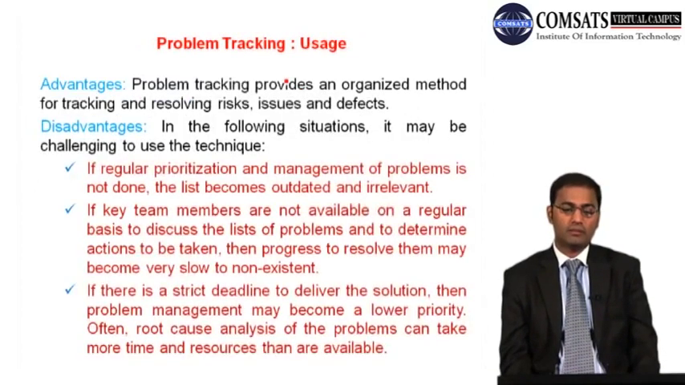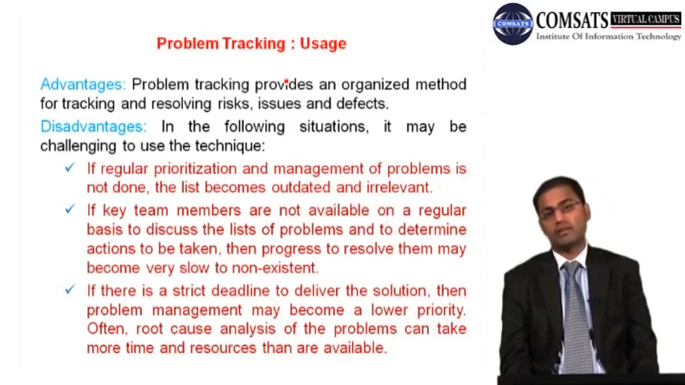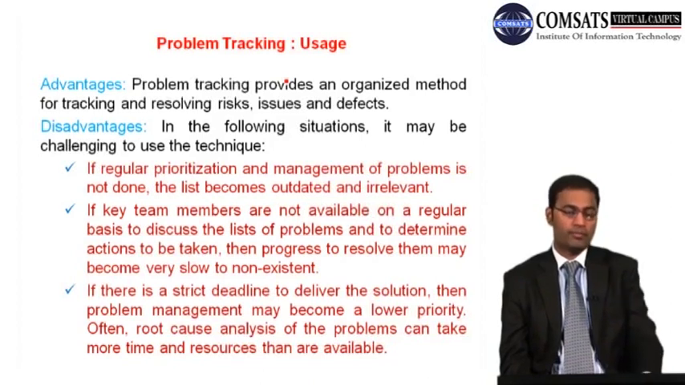So we have advantages. Problem tracking provides an organizational method for tracking and resolving risks, issues, and defects. In the following situations, it may be challenging. If regular prioritization and management of problems is not done, the list becomes outdated and irrelevant. If key team members are not available on a regular basis to discuss the list of problems and determine actions to be taken, then the progress to resolve them may become very slow or non-existent. If there is a strict deadline to deliver the solution, then problem management may become a low priority.